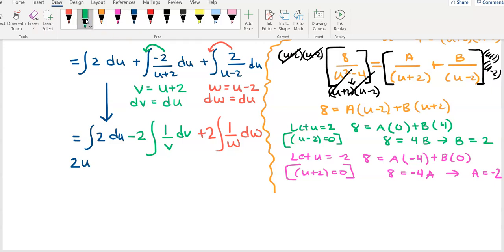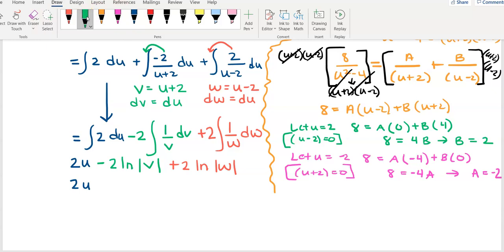The integral of 1 over v is the ln of the absolute value of v, so minus 2 ln of the absolute value of v. And then the integral of this last one would be +2 ln of the absolute value of w. Now, before you go and replace everything in terms of u, we need to replace these v's and w's first, and then we'll go back one level. So this 2u will still be there. It's just kind of hanging out for a minute.